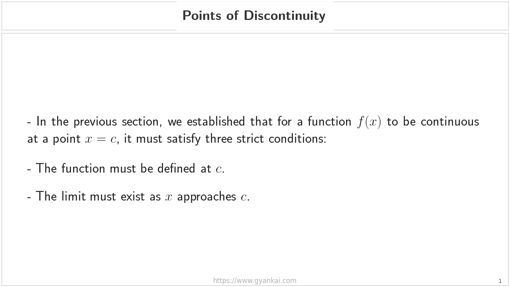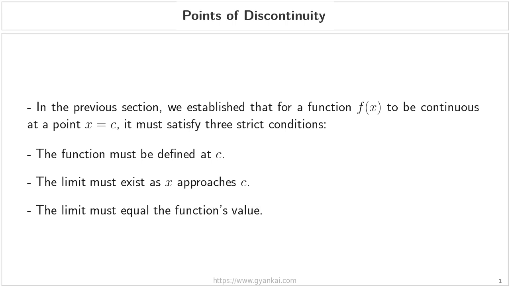Second, the limit must exist as x approaches c. This implies that as we approach the point c from both the left and the right sides, the function must be heading toward the same finite value. And third, the limit must be exactly equal to the function's value at that point. In other words, the hole we are approaching must be filled by the actual value of the function.